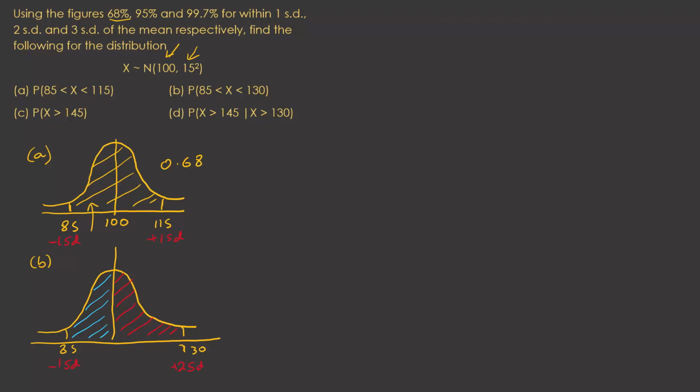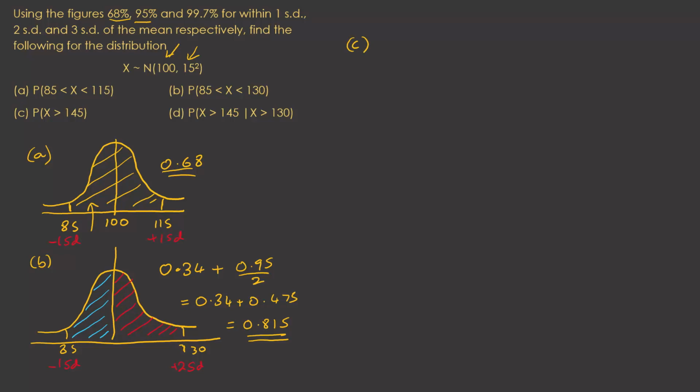Now, that's half of this area. The area is 0.68 here, so that one is 0.34. That's half of the 2 standard deviation area, which is 0.95. And so that's going to be 0.95 divided by 2. So 0.34 plus 0.475. That's going to give me 0.815 there.